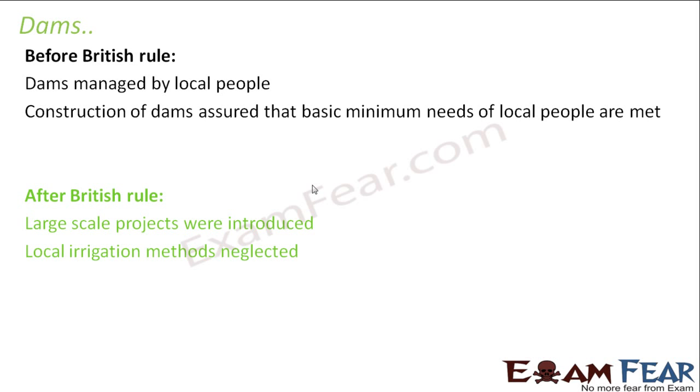For example, the local irrigation methods got neglected, since huge areas of land were utilized for construction of dams. So what happened? The needs of the local people were not met. People who were dependent on those lands, who used to cultivate things on those lands and earn their living, got affected. Local irrigation methods also got neglected, because that entire area was being used up for the construction of the dams.